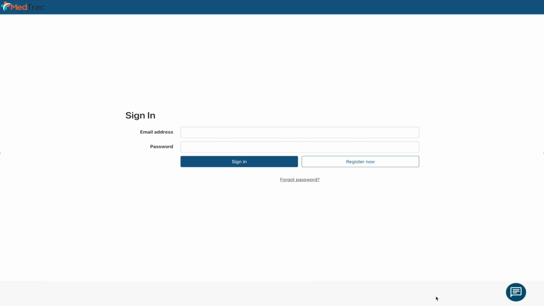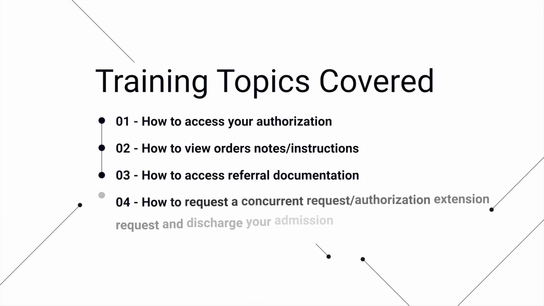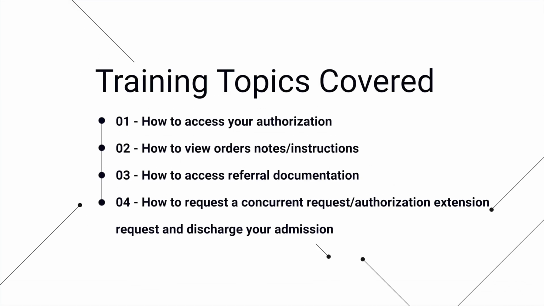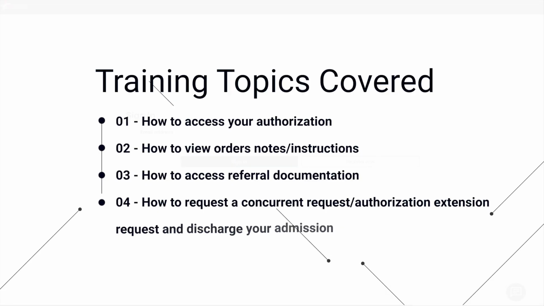Welcome to your Home Health MedTrack Portal training session. In this training, we are going to cover the following topics: how to access your authorization, how to view order notes and order instructions, how to access the referring documentation that we received from the referring source, how to file for a concurrent request, also known as re-authorizations, how to file for an authorization extension request, and how to discharge your admission once you are finished rendering services.